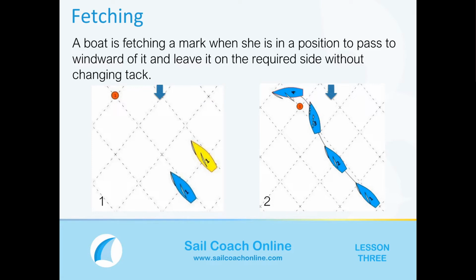The blue boat would either have to put in a tack to round mark number 1, or it would have to use its momentum as per diagram number 2, where the blue boat doesn't actually tack. Her sails do luff at position number 3, but momentum carries her around the mark, and she is then able to round the mark and proceed without tacking. So she also would be deemed to have fetched the mark.